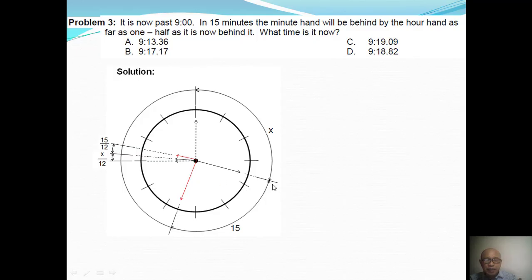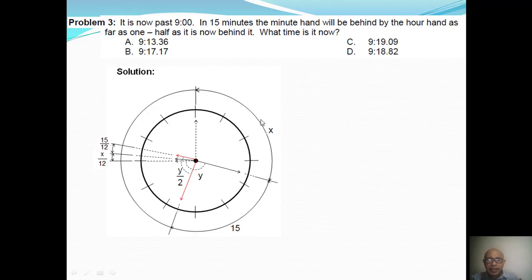Okay lang? So, pag mag-move siya ng 15 minutes, yung minute hand, correspondingly, the hour hand moves by 15 over 12. Okay? And in the first position, ito, the minute hand is behind the hour hand by Y minutes. Y number of minutes, we do not know Y. Then, in the red hands, in which the minute hand has moved by 15 minutes, the minute hand now is behind by half as far as Y. So, this is Y over 2. Okay, kuha niyo na. Sige. So, what time is it now?